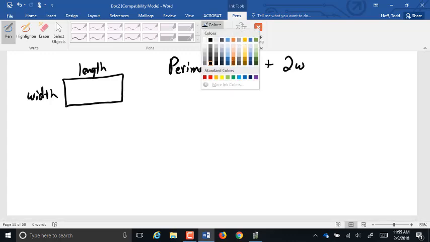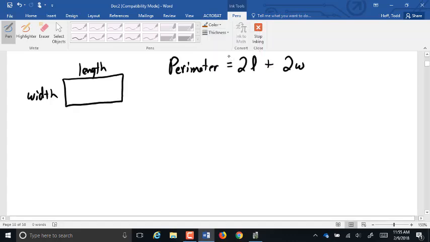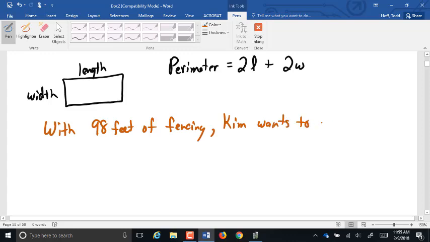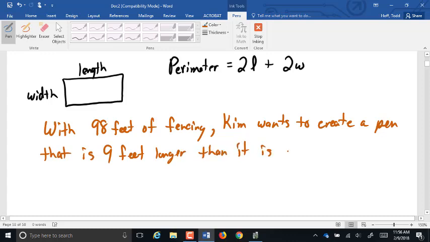We might have a problem given where with 90 feet of fencing, Kim wants to create a pen that is 9 feet longer than it is wide. Find the length and width of that pen.